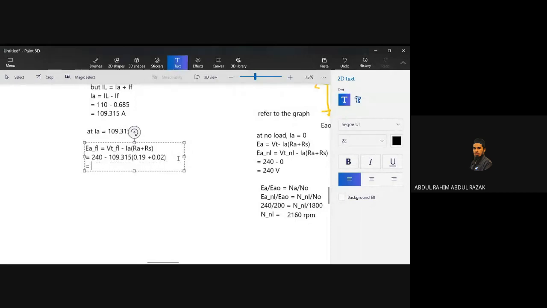So it becomes how much? 240 minus, how much is this part? 27.44385. Yeah, that's a bit wrong. Just put it into the calculator or the number function. So 240 minus that number gives 212.55 or 56. Okay, so that's your EA at full load.